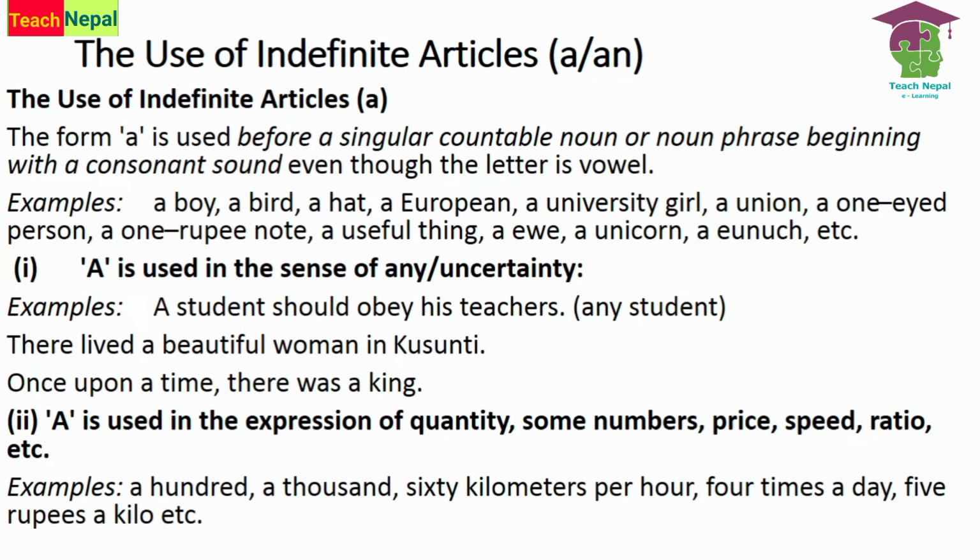When we refer to any, for example, a student should obey his teachers, meaning any student should obey. There lived a beautiful woman in Kusunti, right? Once upon a time there was a king. So in order to refer to any person, or all persons, we can use a here. Next, a is used in the expression of quantity, numbers, price, speed, ratio: a hundred, a thousand, 60 kilometers per hour, right? 4 times a day, 5 rupees a kilo. In this way we have to use a.